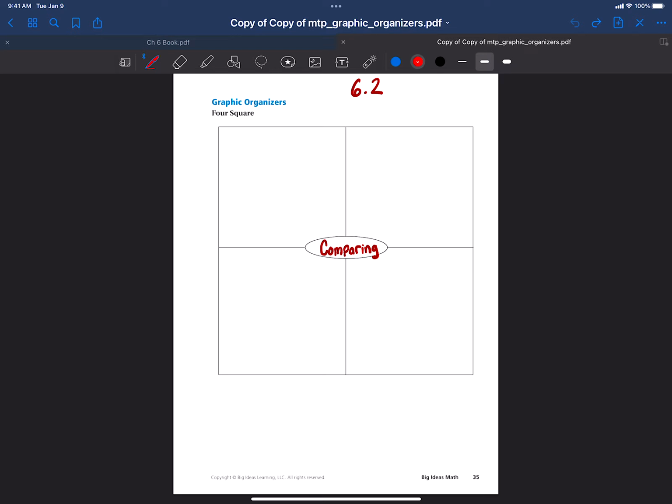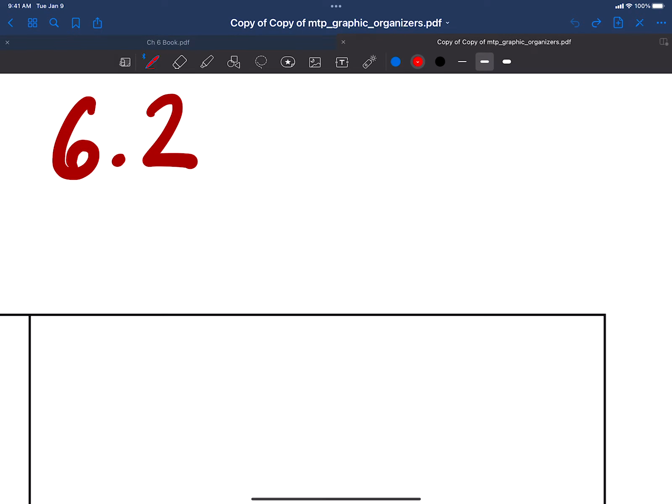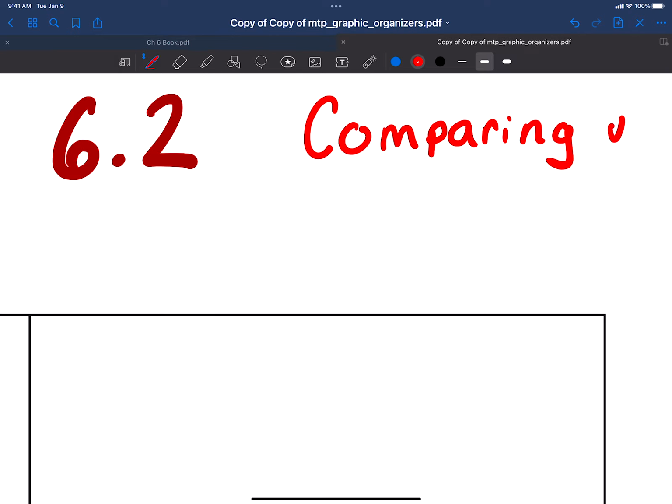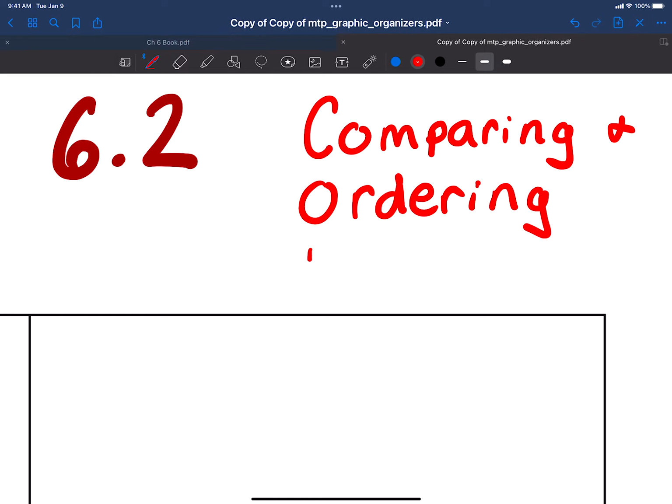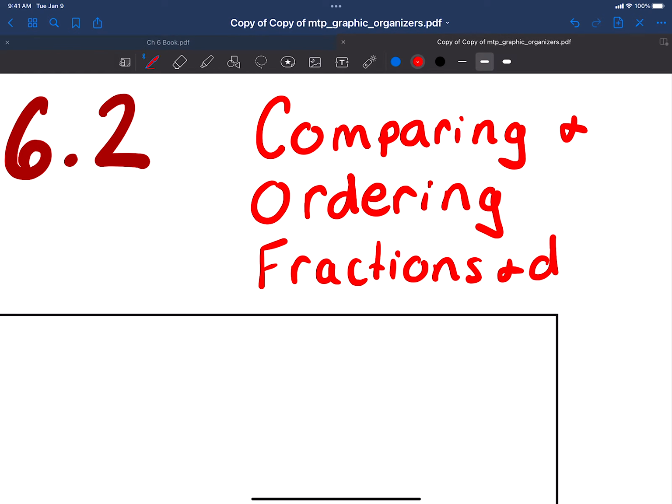Hi, 7th grade. Today we are doing section 6.2 in your book, and we are going to be comparing and ordering fractions and decimals. Fractions, decimals, and percents.